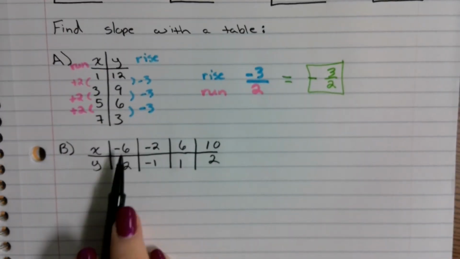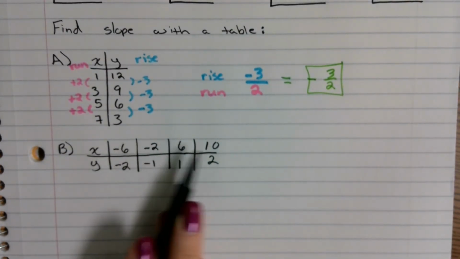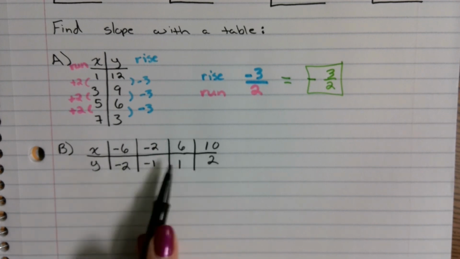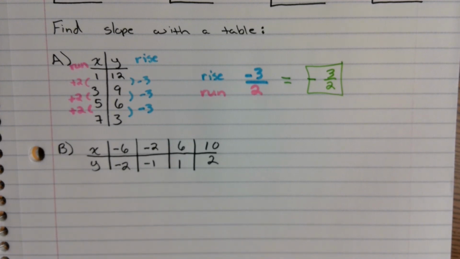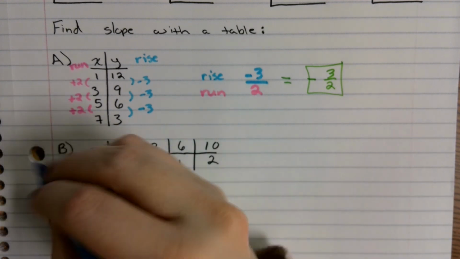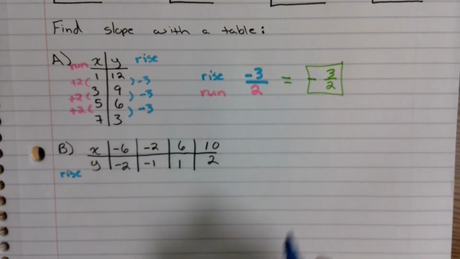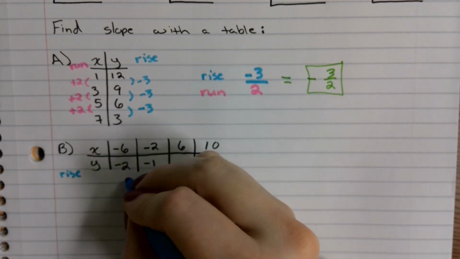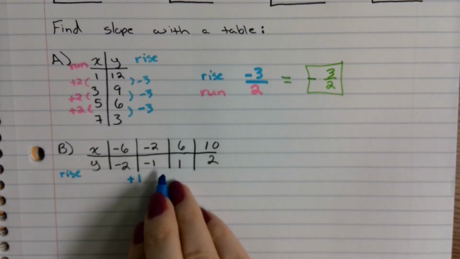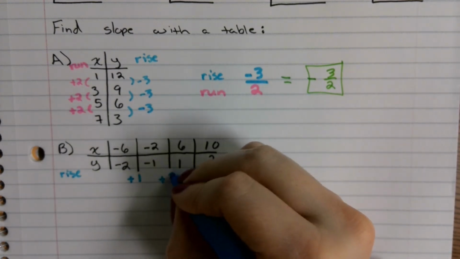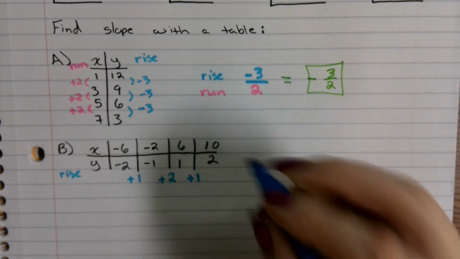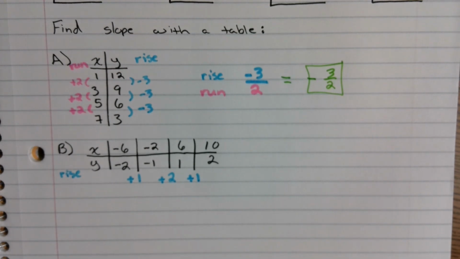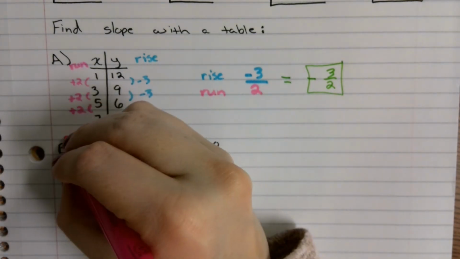So here I've got my x values of -6, -2, 6, and 10. Those are my domain values. My range values or y's are -2, -1, 1, and 2. So for my rise, -2 to -1 is an increase of 1, but -1 to +1 is an increase by 2, and then +1 to +2 is an increase by 1. So these aren't consistent. I'm increasing by 1, then by 2, then by 1 again. So then we check it with the run.